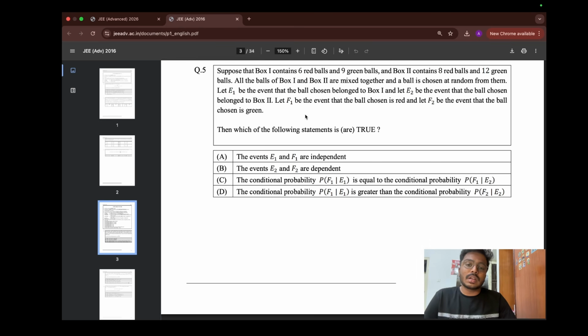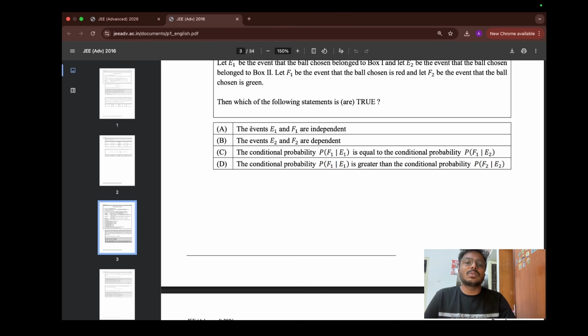So it is a pretty straightforward question, again an NCERT question. The events E1, F1 are independent. Now to mark these options, you have to have the knowledge of independent and dependent events. If two events A and B are independent, then the probability of A intersection B should be equal to the probability of A multiplied by the probability of B. Again, a direct formula.